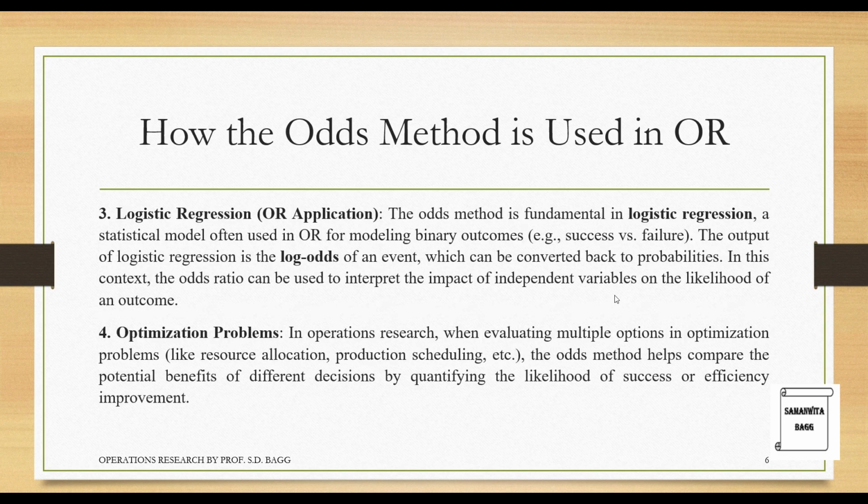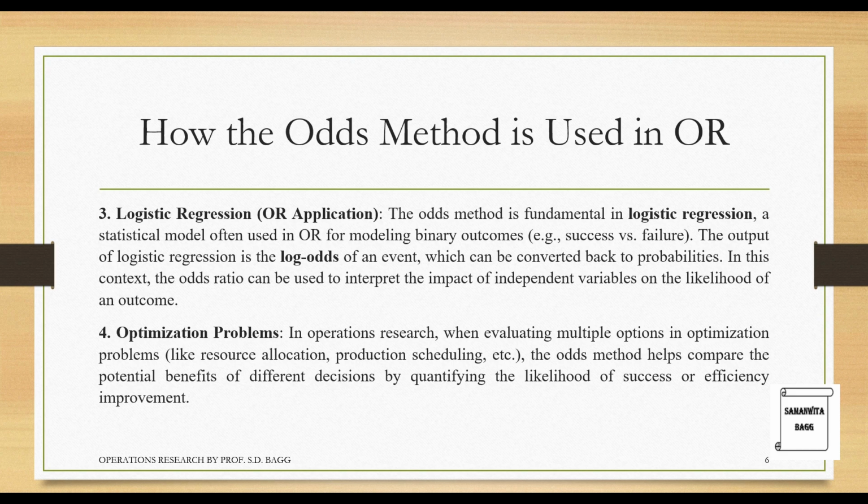The third one is logistic regression. The odds method is fundamental in logistic regression, a statistical model often used in OR for modeling binary outcomes. Example, success versus failure. Binary outcome means 0 or 1. So failure means 0, success means 1.